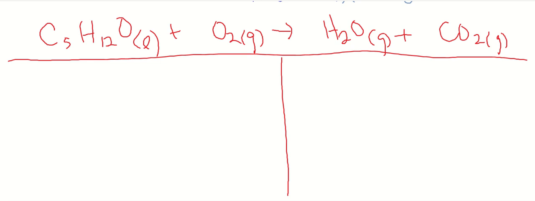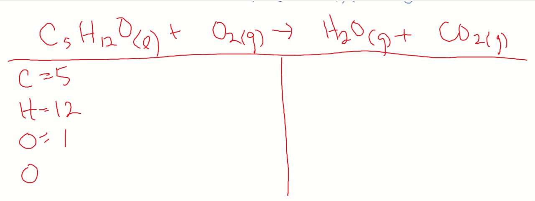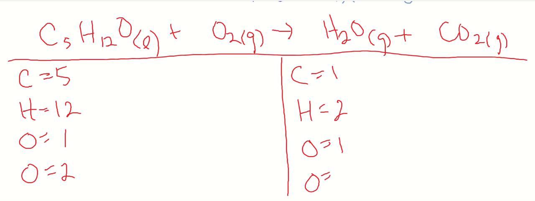Okay, let's count. Carbon 5 on the reactant side. Hydrogen is going to be 12. Oxygen from the pentanol is 1 oxygen, and from the oxygen gas 2. All right, in that same order: 1, 2, 1, 2. Okay.